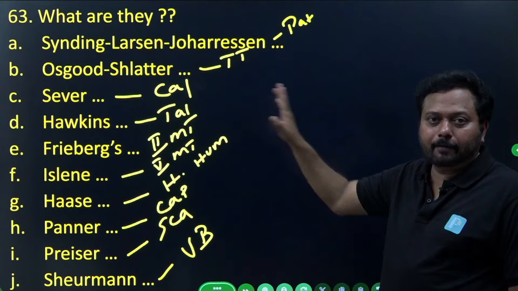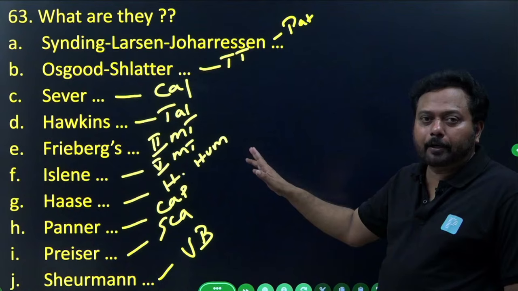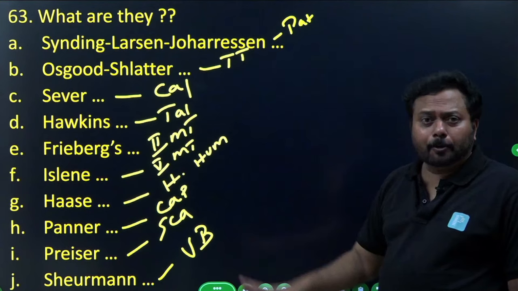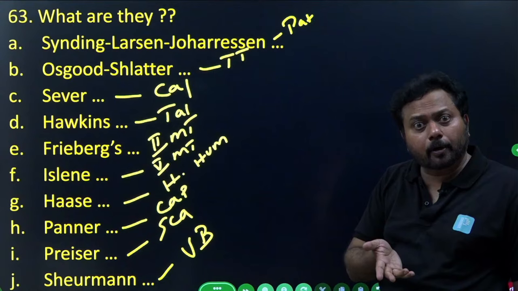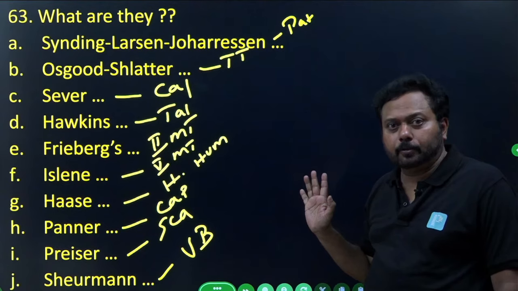Second metatarsal is called Freiberg's. Fifth metatarsal is called Iselin's. Head of humerus is called Hass's. Capitulum is called Panner's. Scaphoid is the proximal pole of scaphoid, because you know pretty well, the radial artery enters through the distal pole. Most common site of fracture of scaphoid is the waist. So the proximal pole will go for avascular necrosis. That's called Preiser's. Vertebral body is called Scheuermann's. Okay, I have to rush.